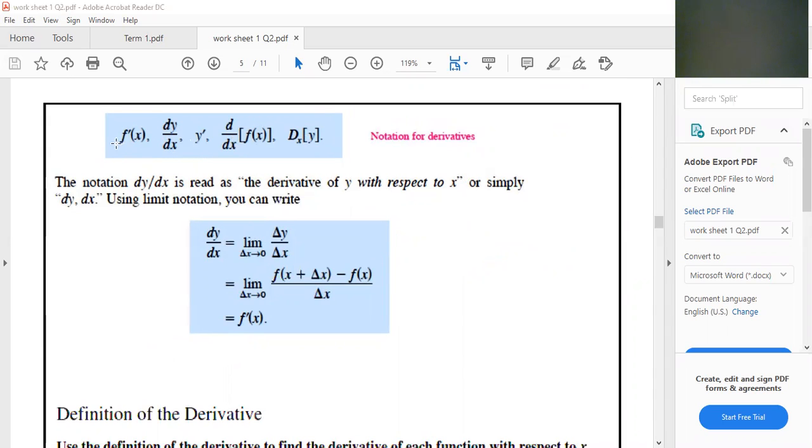Here, the notation dy by dx is read as the derivative of y with respect to x, or simply dy by dx. Instead of writing the derivative of y with respect to x, I write what? Dy by dx. Using limit notation, as you see here, look with me.